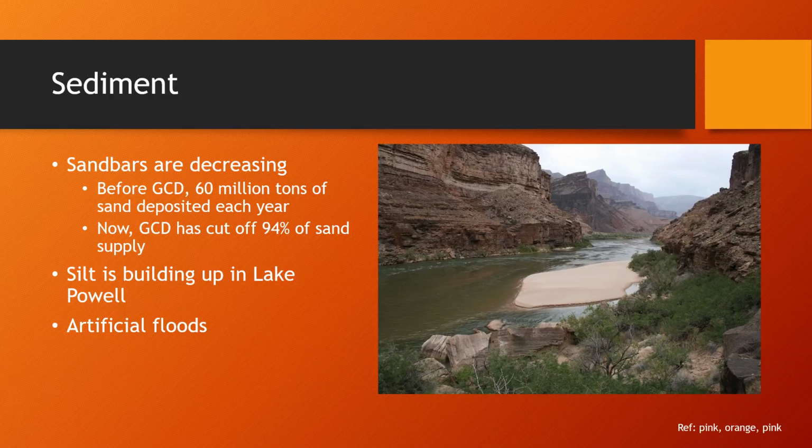Scientists realized the lack of sediment was causing the sandbars to be washed away. They have attempted artificial floods by opening the dam wide open to try to bring back the sediment to the riverbanks. These floods do bring back sediment during the flood, but soon after they stop it, the sandbars are quickly washed away once again because of the controlled flow of the dam. Glen Canyon Dam is drastically changing the riverbanks in Grand Canyon National Park.